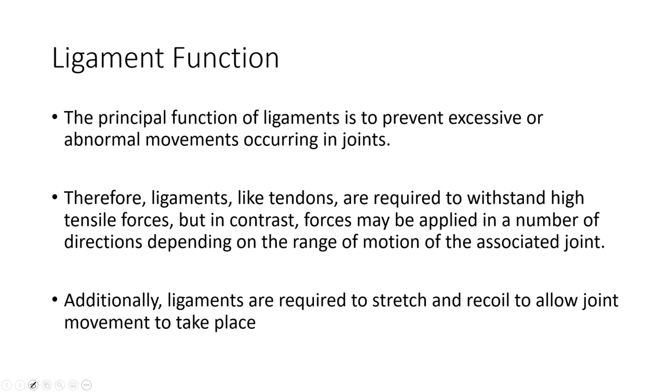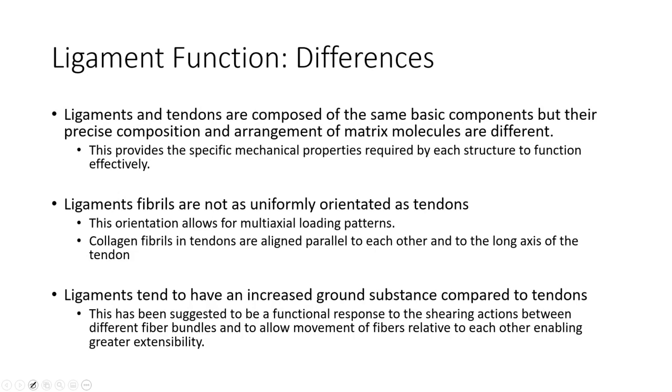Ligaments are similar to tendons in terms of how they're made up, but the relative percentages of what's within their composition may be different, as well as their function, given some of the unique makeup. So again, same basic components, but the precise composition, like the exact percentages and arrangement, is a little bit different.